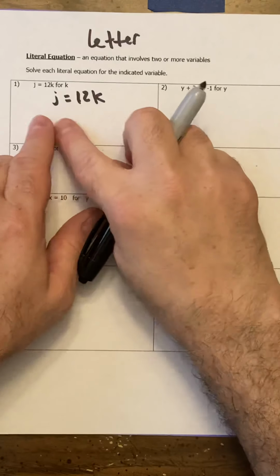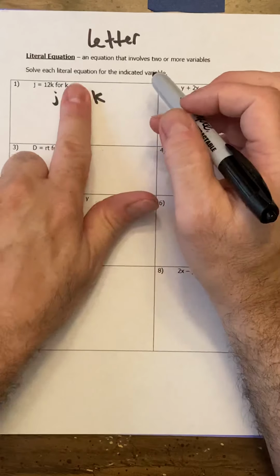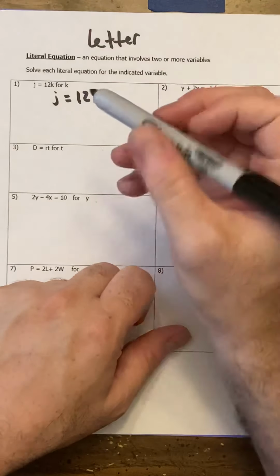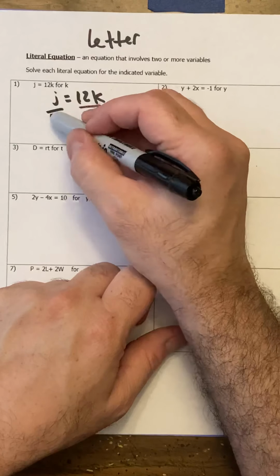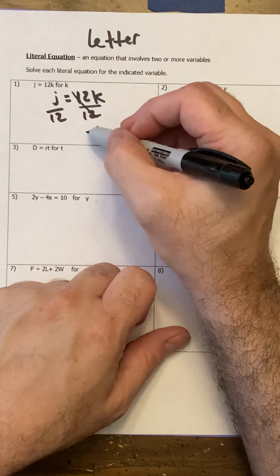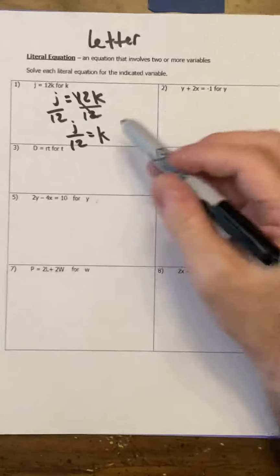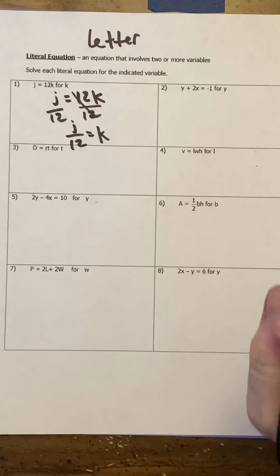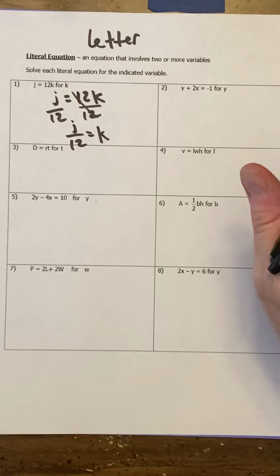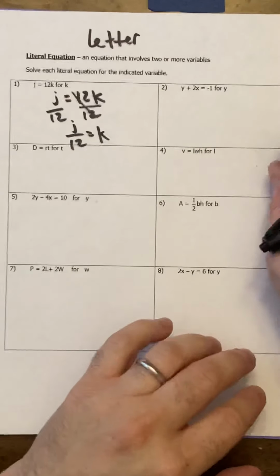So right now J is by itself, but K has a 12 next to it. Well, how would we get 12 away from the K? We can't just erase it. What we're going to do is divide it. So 12 divided by 12 is 1, so we just got the K by itself, and this side we got J over 12. We got K by itself by dividing by 12. You're going to use the same exact algebraic techniques you use for regular equations for these literal equations. You're just trying to get a specific variable by itself.